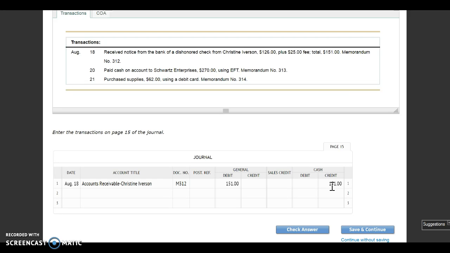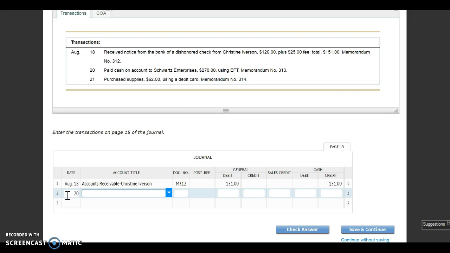Moving on to the next one, August 20th, it says that we paid cash on account to Schwartz Enterprises, $270 using EFT, memorandum number 312. Again, I'm going to start with my date. I don't need to put August in there because I already have that in, so I'm just going to put the 20th. Now, I paid cash. Whenever we see paid cash, we should automatically know that that's going to be a credit to cash.